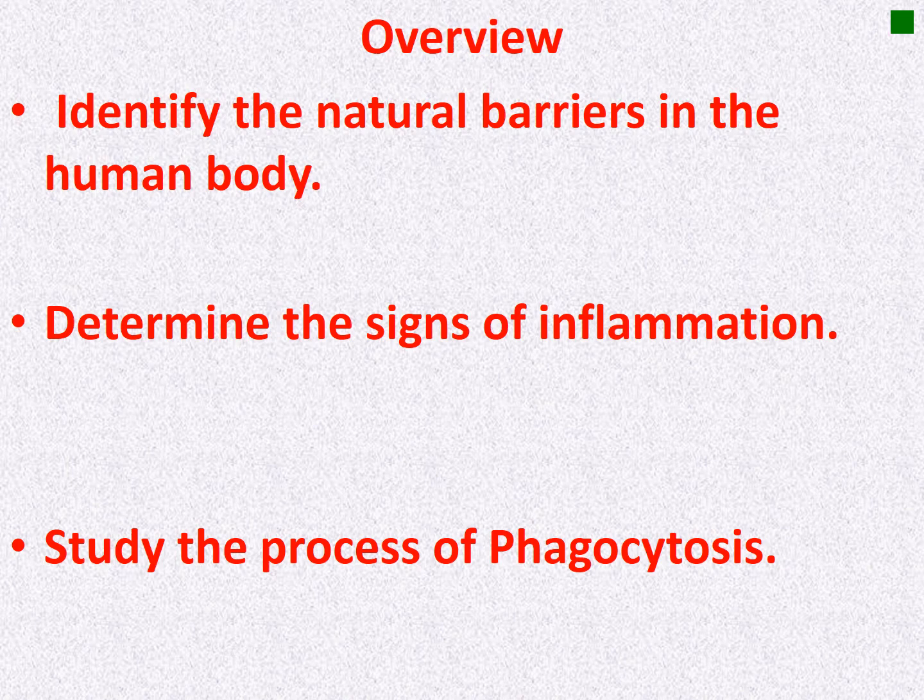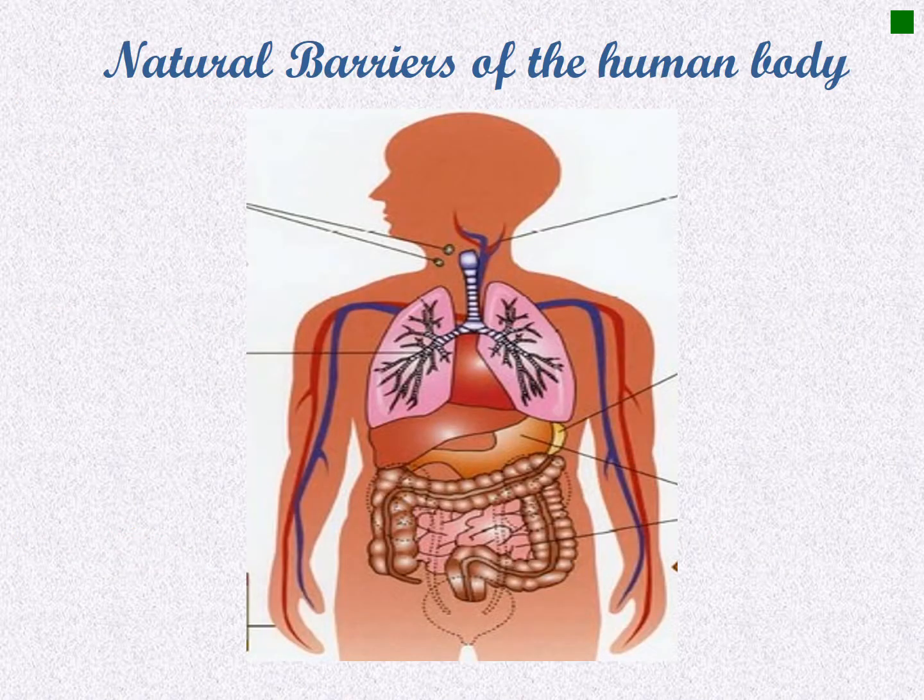Hello, grade 8 students. In this presentation, we're going to talk about the natural barriers in the human body. We're going to determine the science of inflammation and to study the process of phagocytosis. To start with, what are the natural barriers inside the human body?